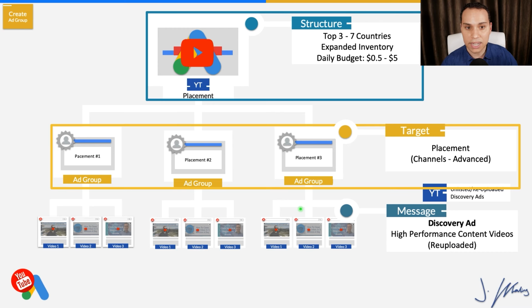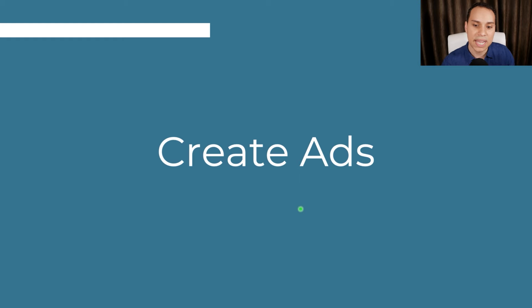So going back to our diagram here, the first section, after we connected our YouTube channel, we created the campaign. And now we just created the ad groups, which is telling Google who we want our videos to show up for. And so we're going to follow the viewership of these YouTube channels. So now it's time to create our ads.